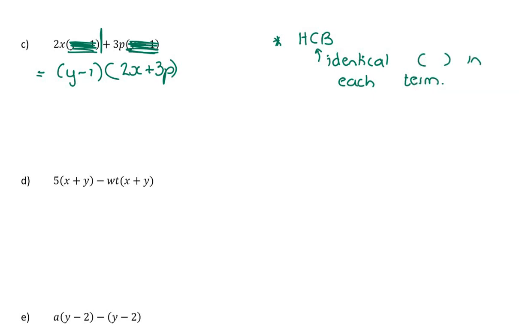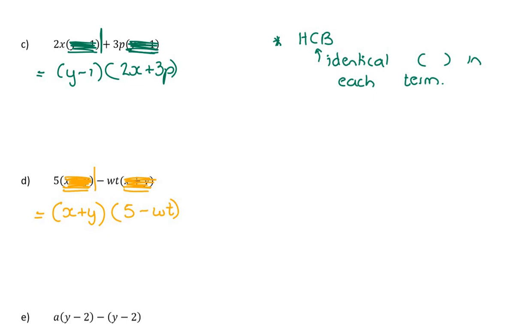I say to myself, oh look, there's two terms. Is there a highest common factor? Well, there's x plus y. Oh my word, there's an identical bracket. So I'm going to take out the bracket as a highest common factor. So I've taken it out. And so what am I left with? I'm left with 5 minus wt. So it's exactly the same idea.